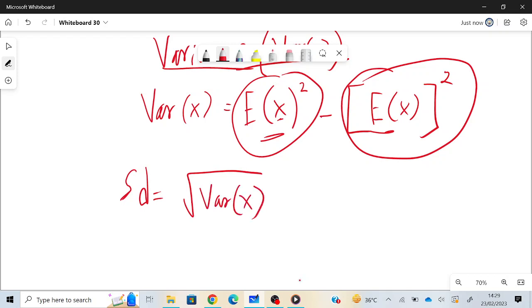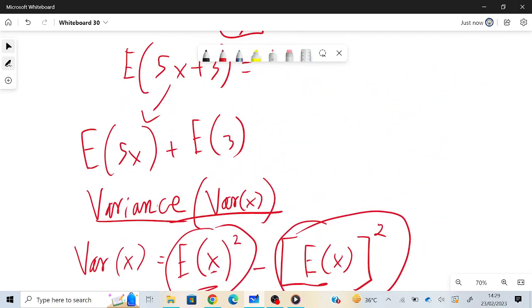So once you have your variance, they can ask you for your standard deviation of that question, and that's simply the square root of your variance. So let's go and dive right ahead into our first examples.